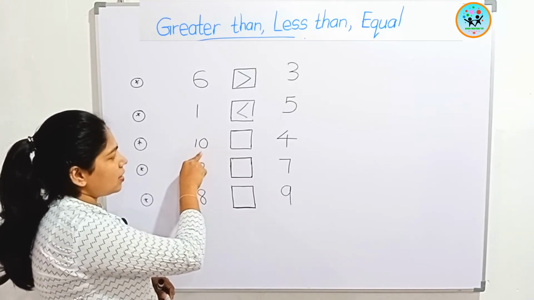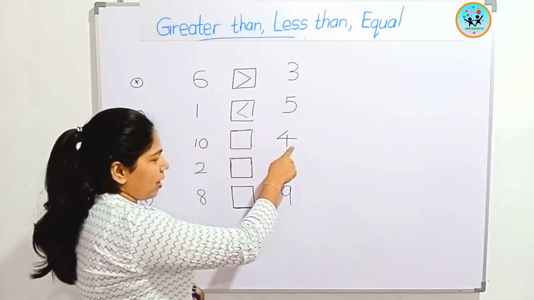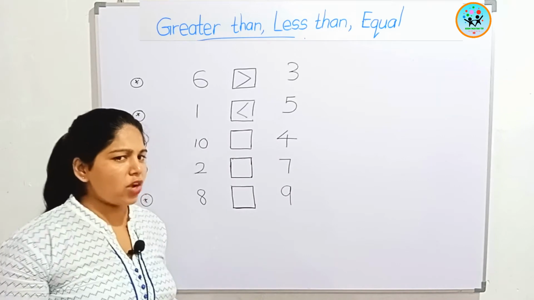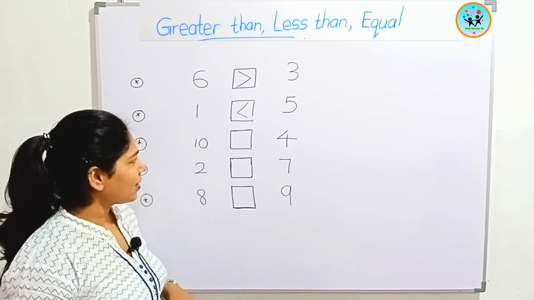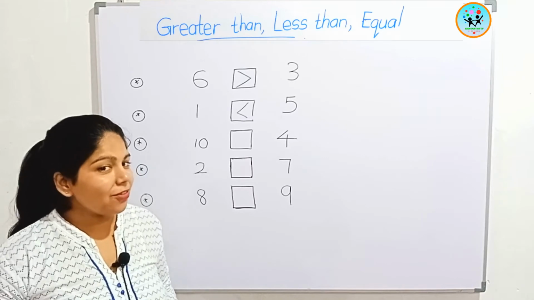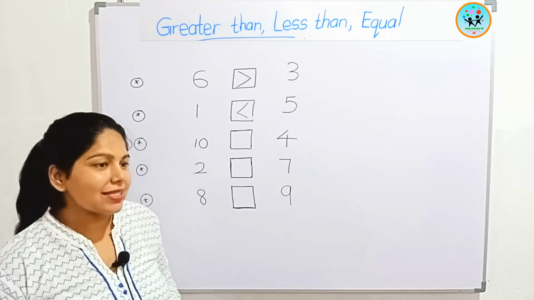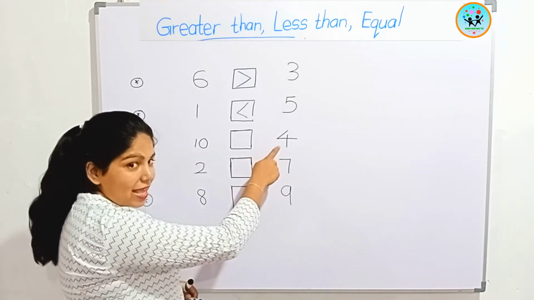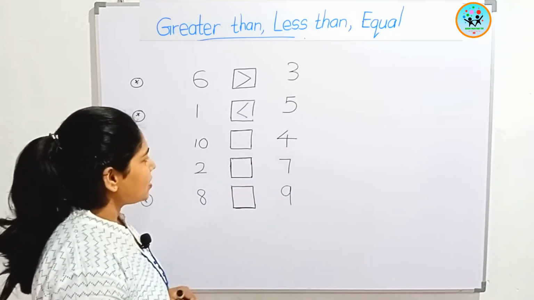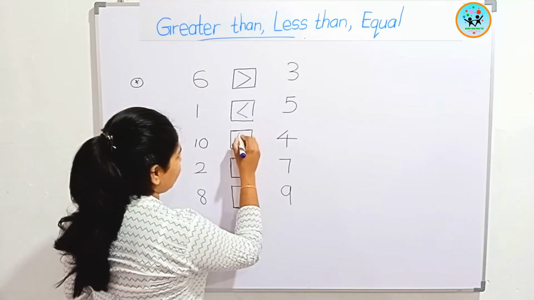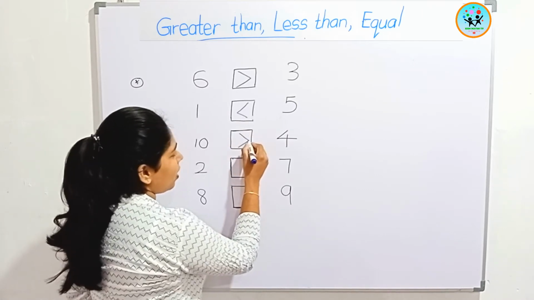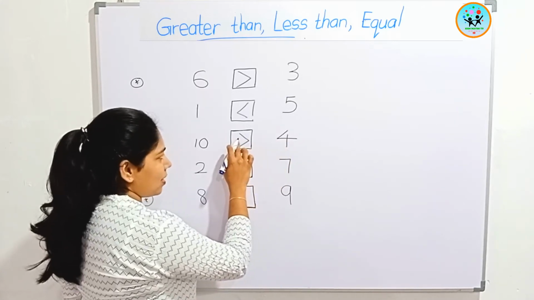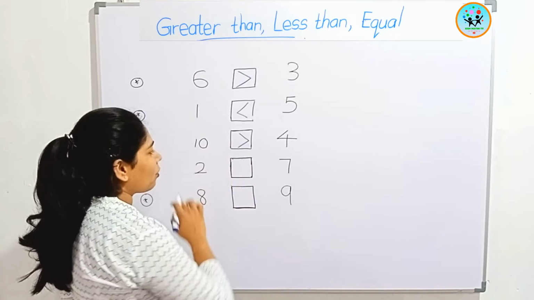On the left side, we have 10. On the right side, we have 4. Tell me, students, which number is less than? Listen very carefully. Which number is less than? Yes, number 4 is less number. Then the symbol should be placed like this. Close mouth of the symbol towards less number. Open mouth of the symbol towards greater number.